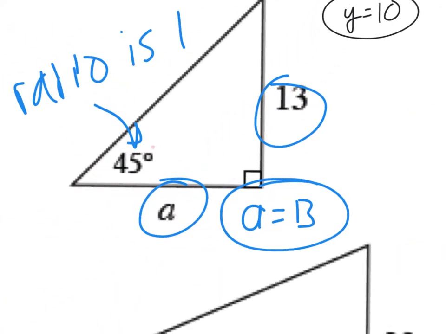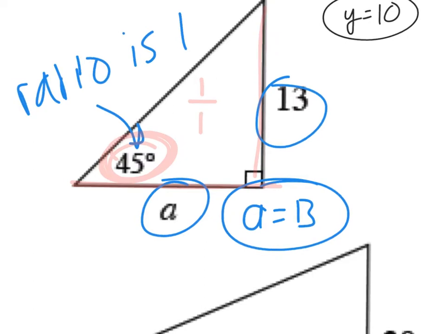You should notice that this is a 45-degree angle, and if we have a 45-degree angle, we know that the change in y over the change in x is 1. Well, if this side length here is 13, that means this one also has to be 13, because 13 over 13 will yield 1. So that means A has to be 13.